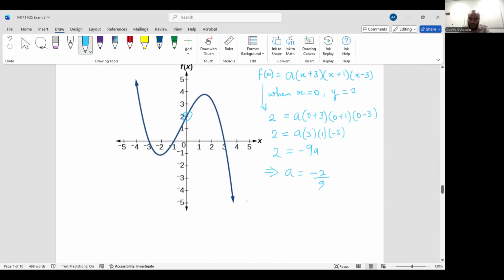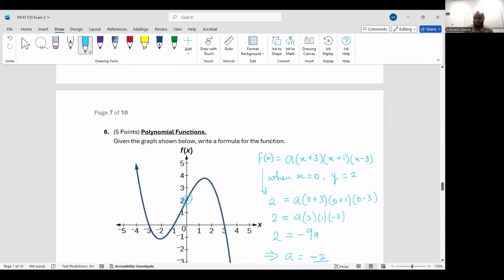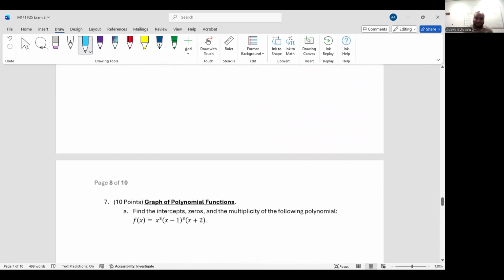Therefore, our function, just like we did in class, is minus 2 over 9, x plus 3, x plus 1, and x minus 3. Answer. That is it.